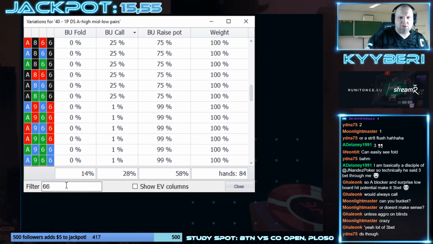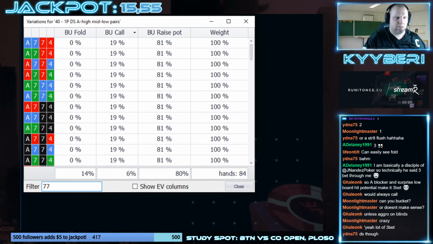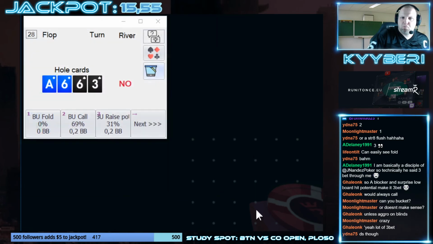So there's the threshold. Probably with sevens, yeah, it becomes almost always a 3-bet. So double suited mid to low pair. So you could say that double suited ace high with mid pair is always a 3-bet versus late position here. Wow.